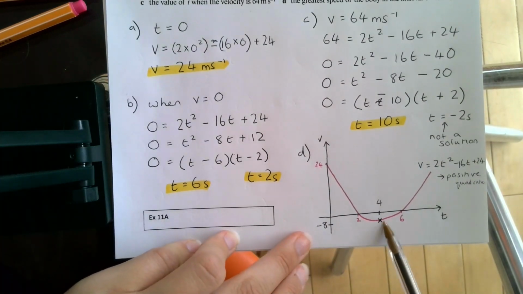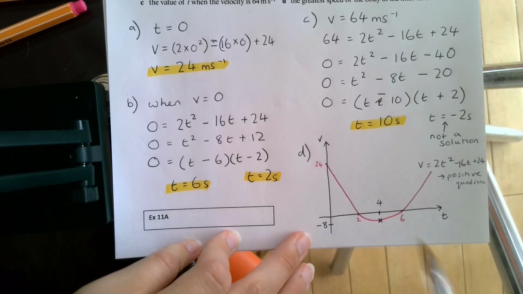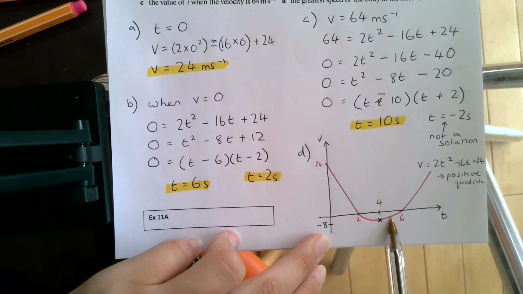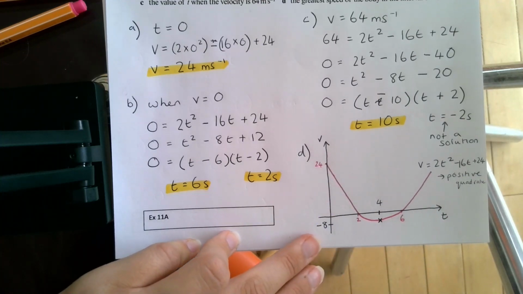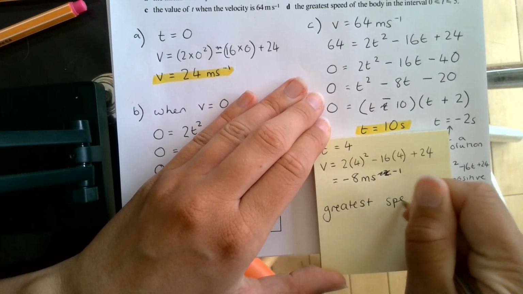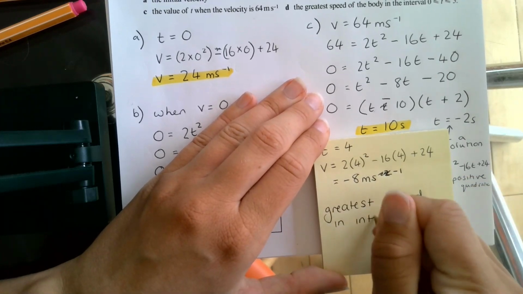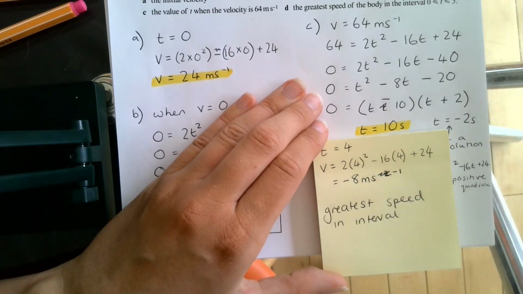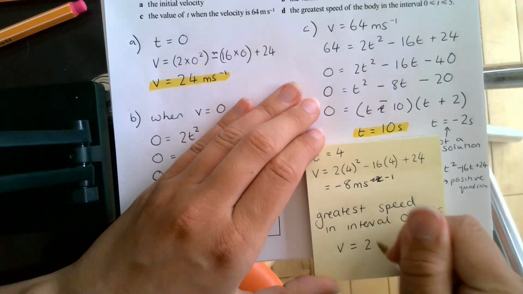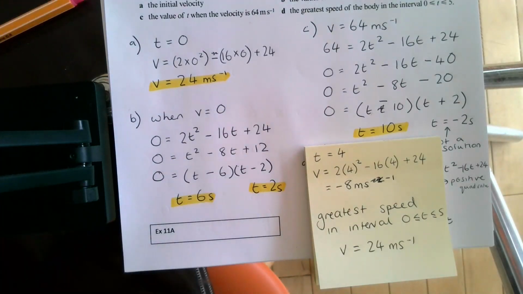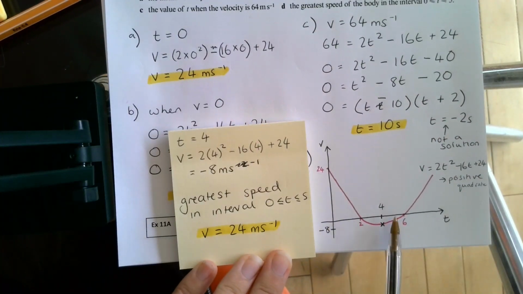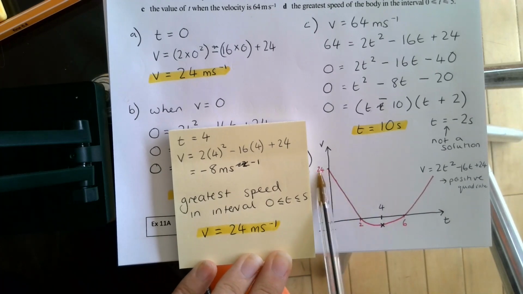Well, clearly that speed, 8 meters per second, because remember speed is scalar, is not as big as 24. So between time is 0 and time is 5, the greatest speed is going to be 24. So let's write that on my post-it note. Greatest speed in the interval 0 to 5 seconds is 24 meters per second. So all I said then is in this section from t is 0 to t is 5, the biggest speed that we reach is 24 meters per second.